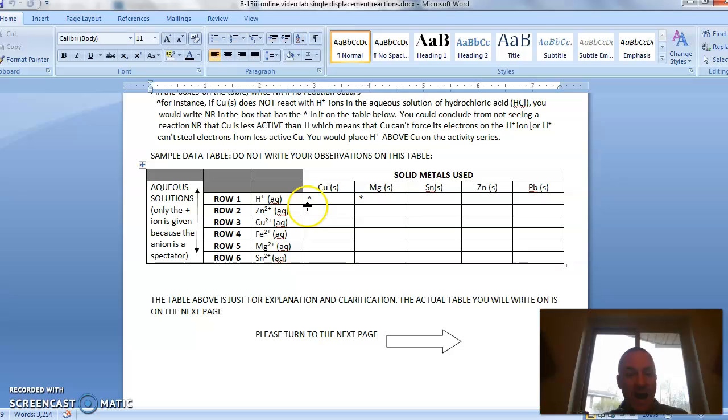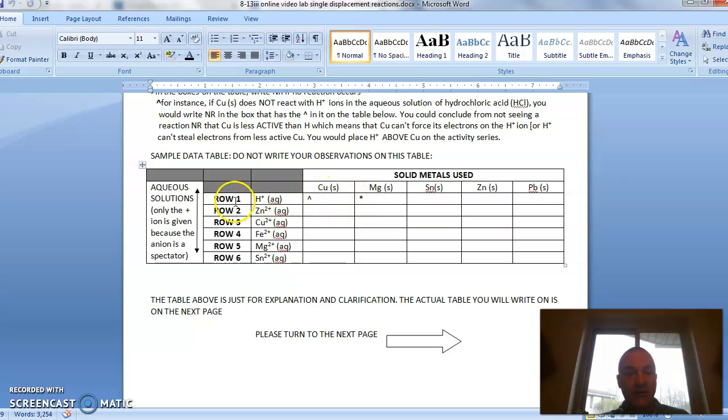If the metal reacts with the solution, that means that that metal is displacing the positive ion that is in the solution. So right here, if the acid reacted with the metal, you would write RXN. If it doesn't react with the metal, you would write NR. If the magnesium metal reacted with the solution, you would write RXN. If it doesn't react, you would write NR for no reaction.